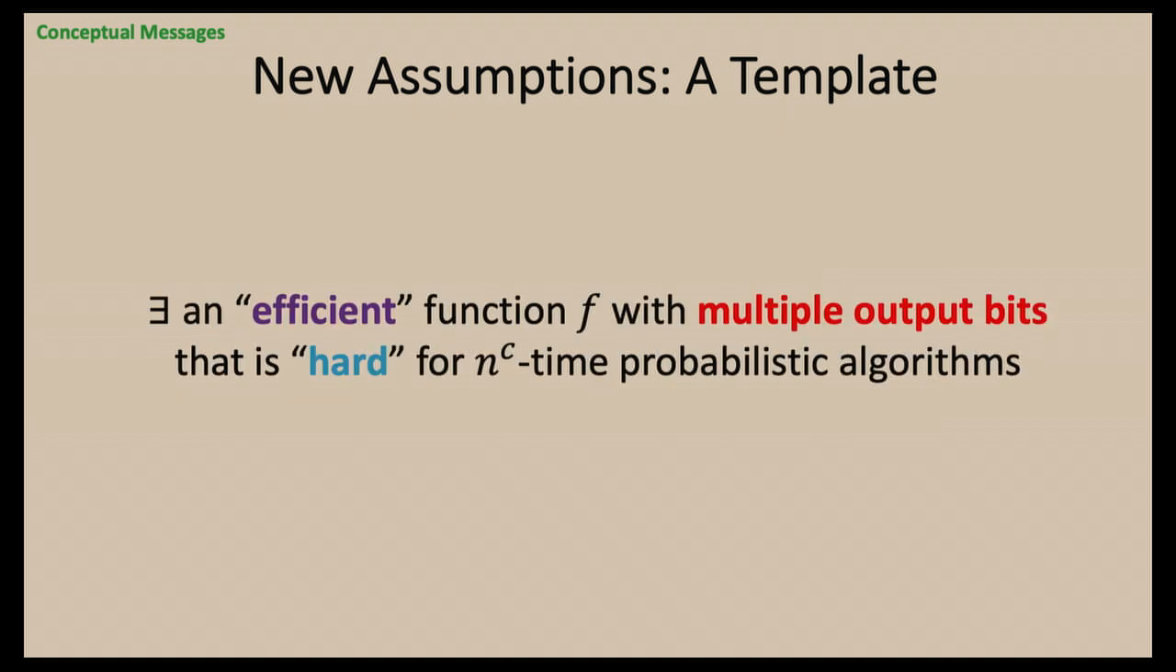Finally, let me quickly show you how the new uniform assumptions look. So essentially, we'll be assuming that there exists an efficient function with multiple output bits. Think about f taking n bits of input and also outputting n bits of output. It has multiple output bits. That is hard for n to the c time probabilistic algorithms instead of circuits. So it's a uniform assumption. What precisely efficient and hard means will vary with the result, but that's a general template. Okay.